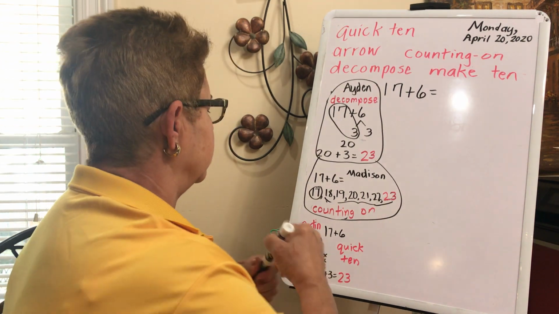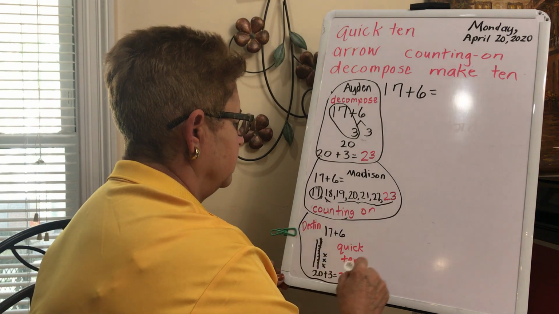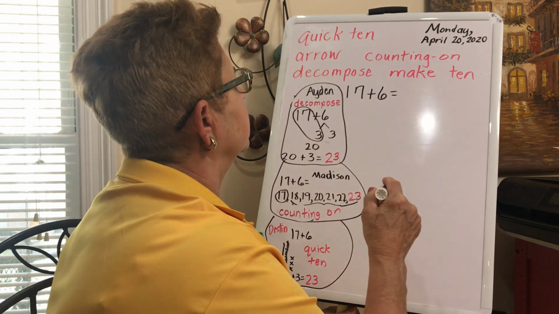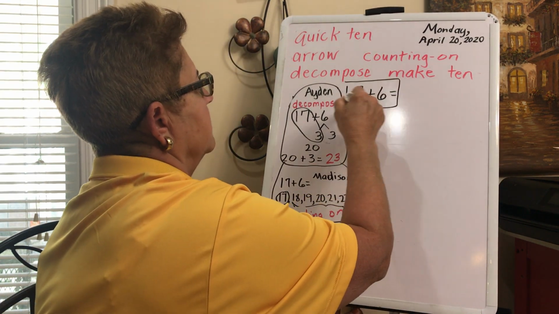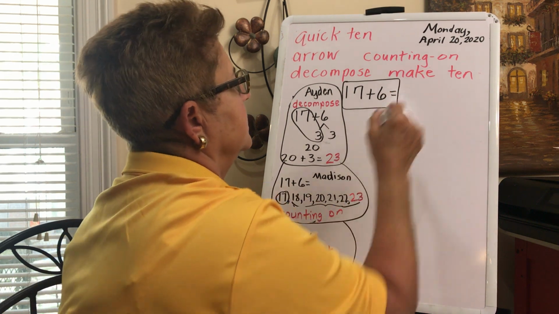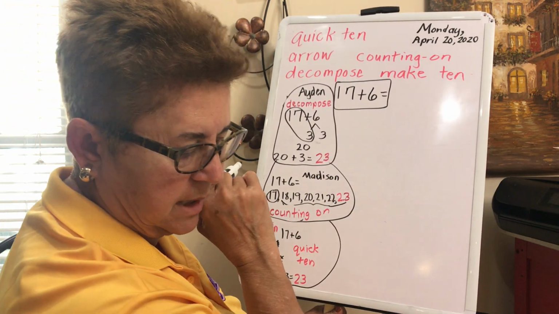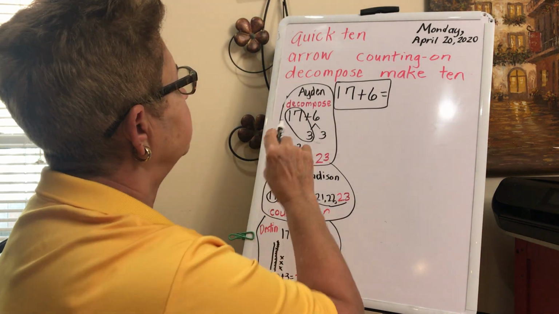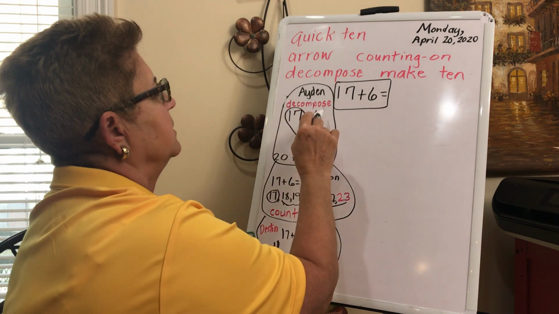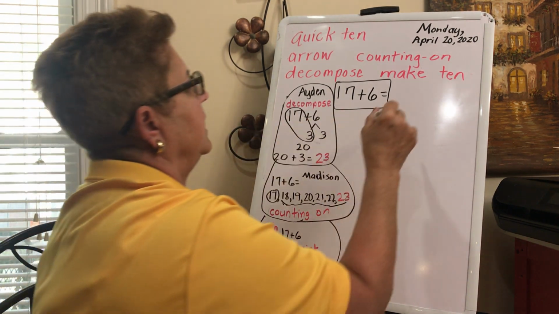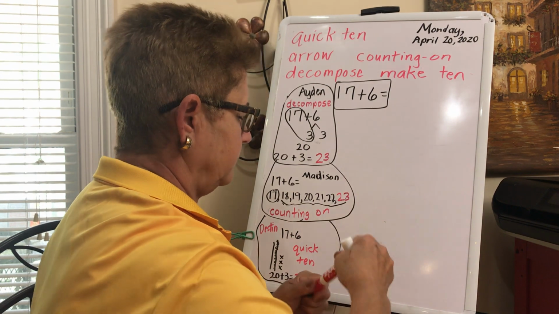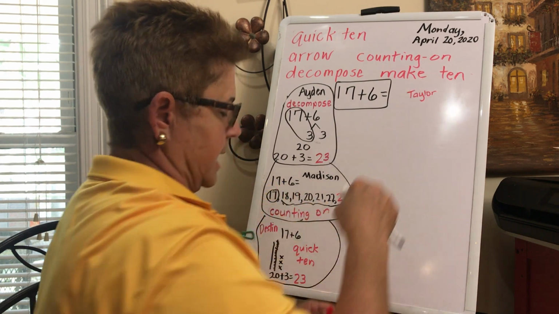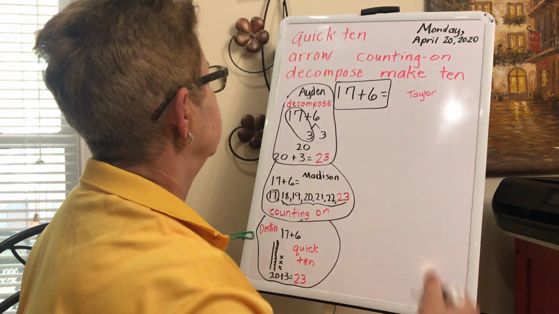Okay, let's see who else did something differently. Let's circle Destin's. Okay, and then along came Taylor. Remember, this is our problem. And Taylor said that she was going to do a different way to decompose, because Aiden decomposed 6, but Taylor decided that she was going to decompose 17.